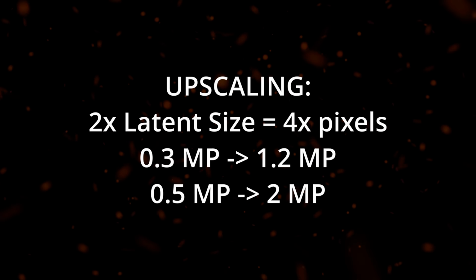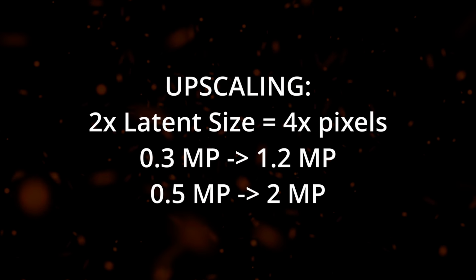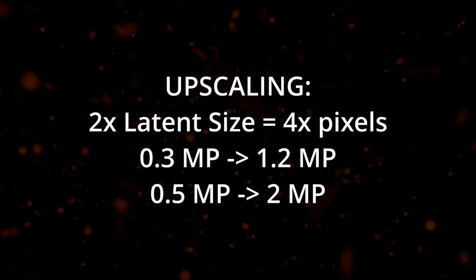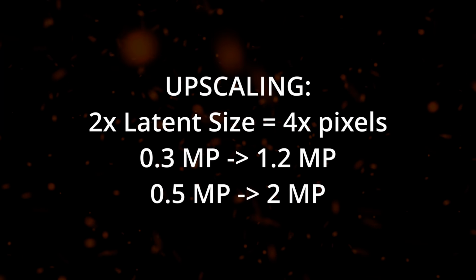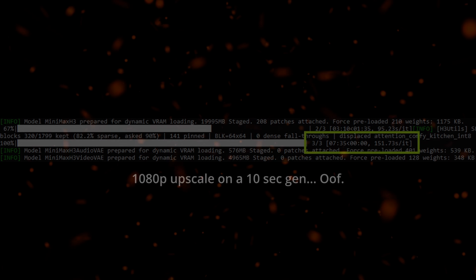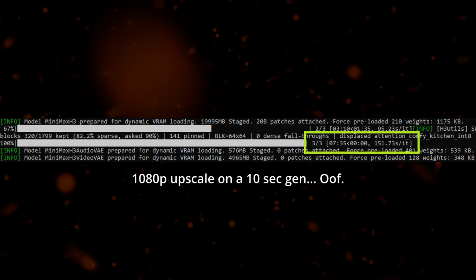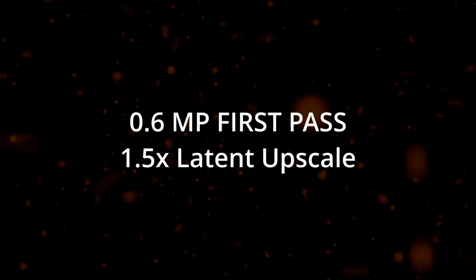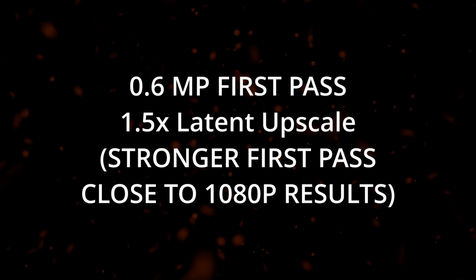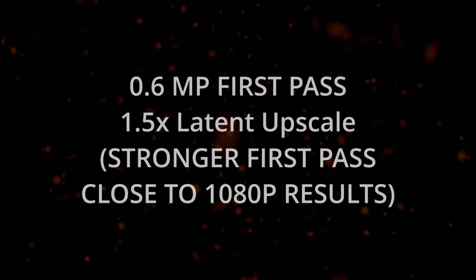As for upscaling, I find that the 2x latent upscale on a 0.3 megapixel gen is fast and yields a good quality result. A 2x upscale on a 0.5 megapixel first pass yields 1080p, but it can take some time. There's also a good argument to be said about maybe 0.6 megapixels first pass with a 1.5x upscale pass. This makes your initial gen stronger so that the upscale doesn't have to fudge as many details. Play with the values yourself to find what works best for your use case.